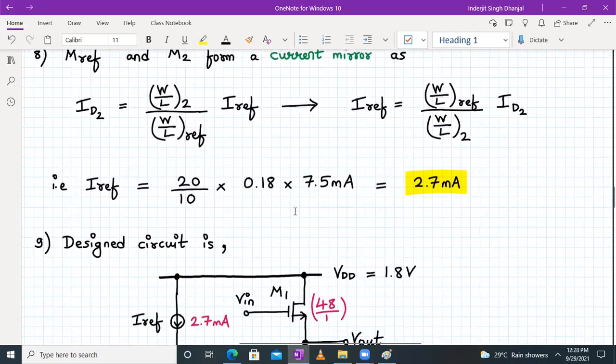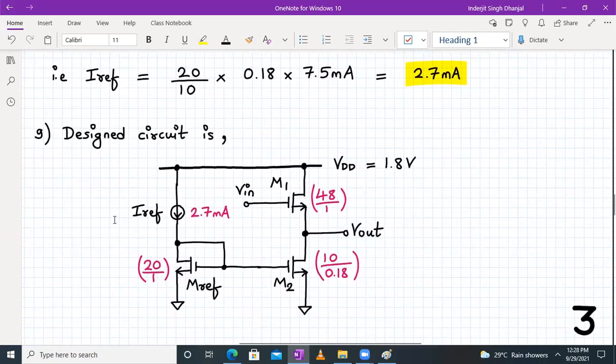So we have completed the design now. So this is my design circuit. I reference came out to be 2.7 milliamperes. M reference transistor sizing we have assumed as 20 divided by 1. M1 transistor sizing we got as 48:1, and M2 transistor sizing was already given. So we normally know that the length of all the transistors remains the same. So you can convert this into L being 0.18, and accordingly calculate the W value. Okay, so these are the transistor sizings for M1 transistor, M2 transistor, and M reference transistor. M2 was already given.